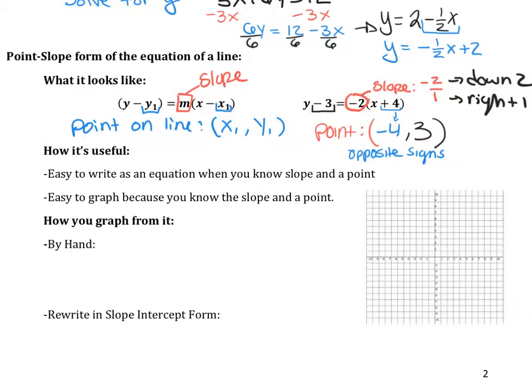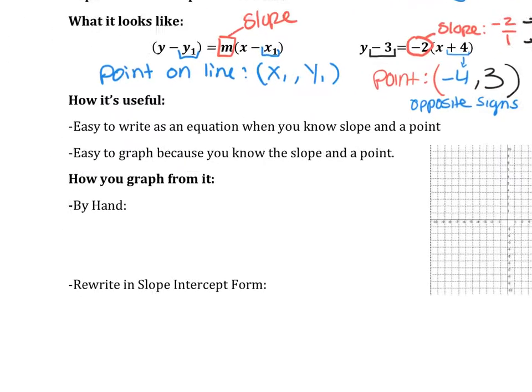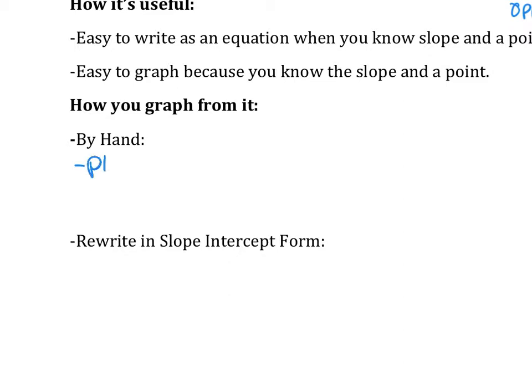Okay, so how it's useful, it is easy to write as an equation if all you know is the slope and a point, not necessarily one of the intercepts. It's easy to write to get this equation. And it's easy to graph because you know the slope and you know a point. So if we want to graph by hand, we can first plot the point that's given in that point slope form.